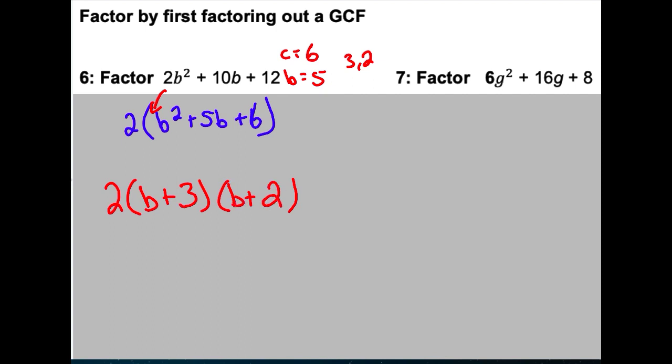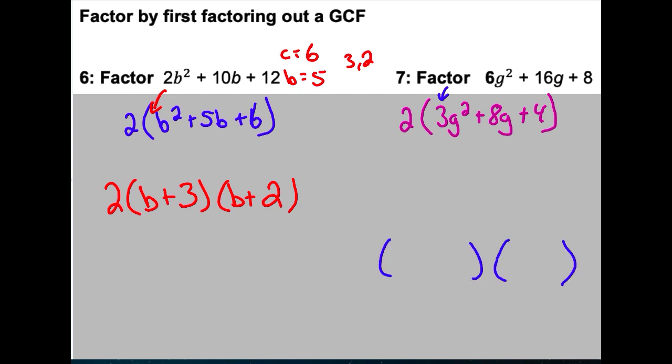And by factoring out that common factor, it actually went back to one of our nice easy ones to factor, and I was able to solve it pretty quickly. So next one, 6g squared plus 16g plus 8. Well, I can factor a 2 out of everything. So I get 3g squared plus 8g plus 4. I still have that coefficient of 3, so I'm going to need to use my new technique. Everything's positive, so I know I'm going to do plus and plus.